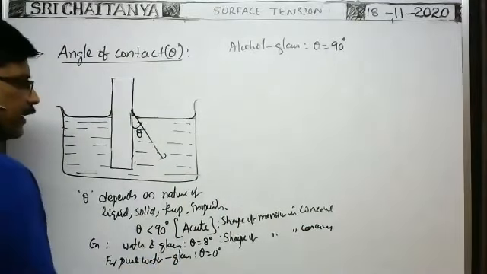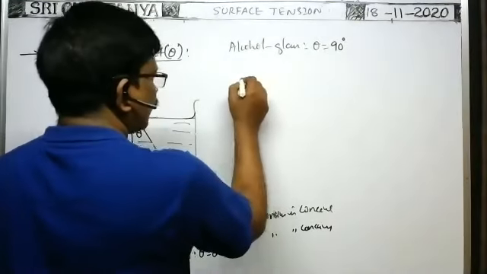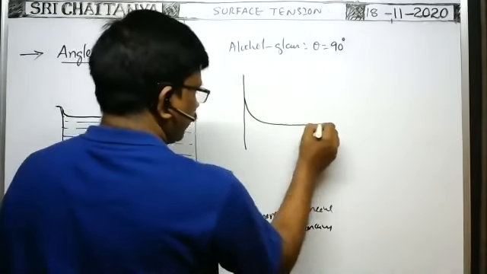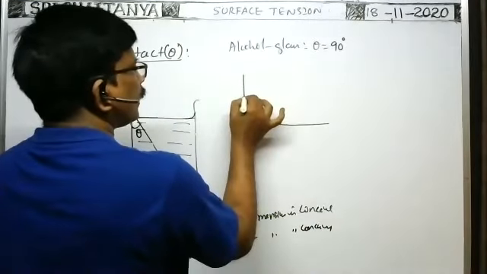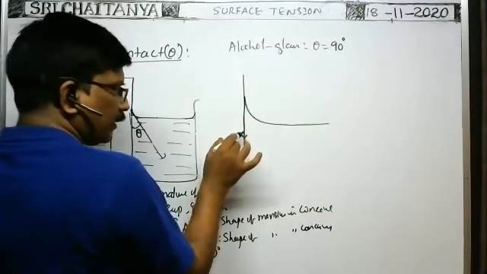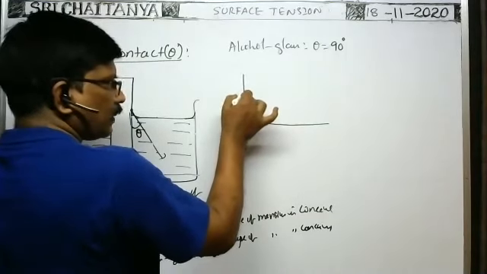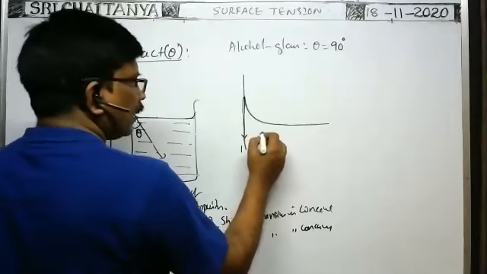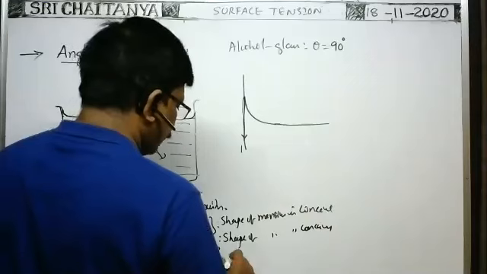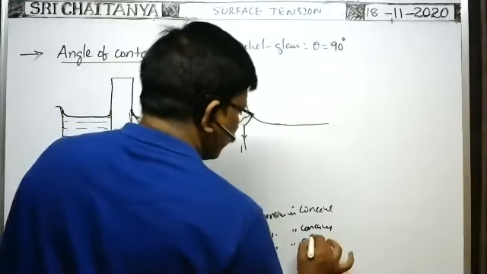For 0 degree, for pure water and glass, if we draw a tangent at this point, that tangent exactly coincides with the surface of the solid inside the liquid. It is the case whenever the angle of contact is 0. This surface is just like the spherical surface. So the shape of the meniscus here is spherical.